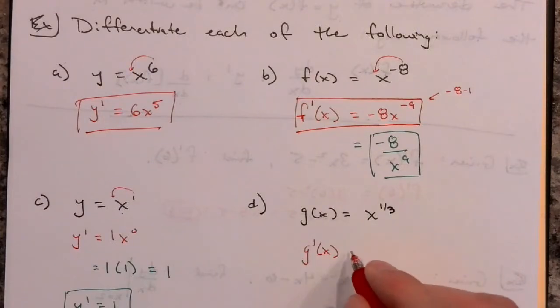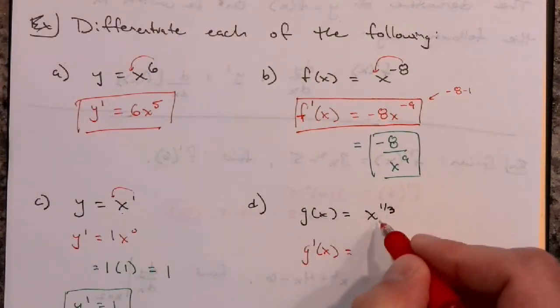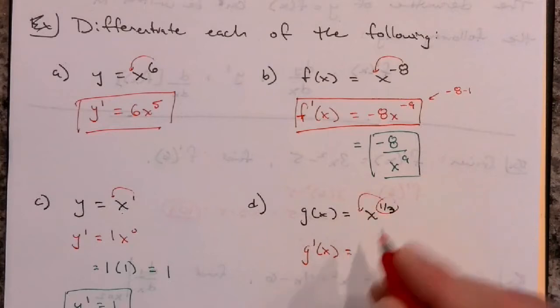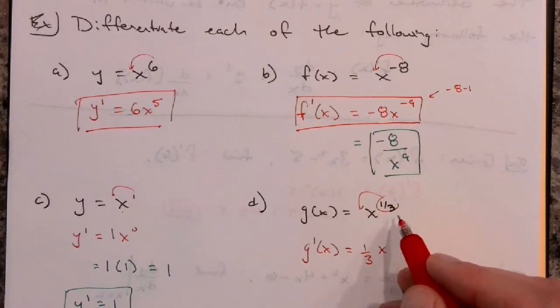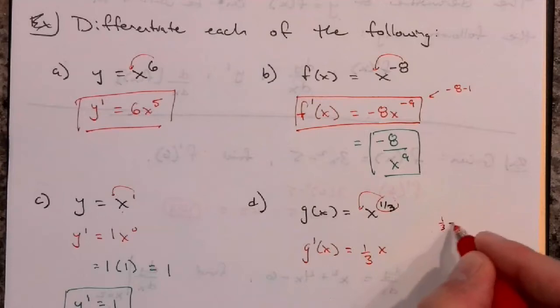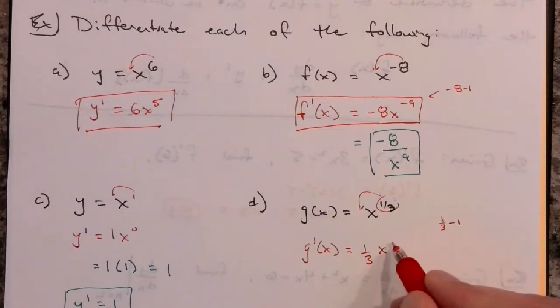So g prime of x equals, well, how does the rule work? If I have a variable to a power, you bring that power down in front. So it's 1/3 x to the, remember what I do, I subtract 1 from the power. So what's 1/3 minus 1? Well, 1/3 minus 1, in case you're not sure, this ends up being negative 2/3 is the power.